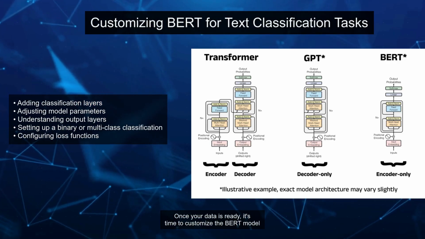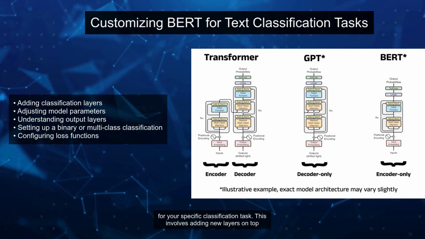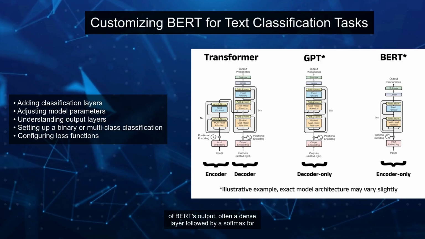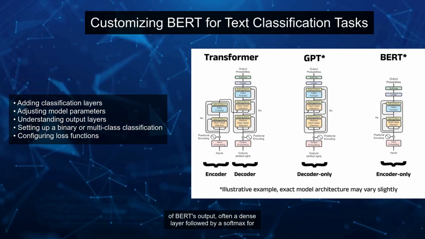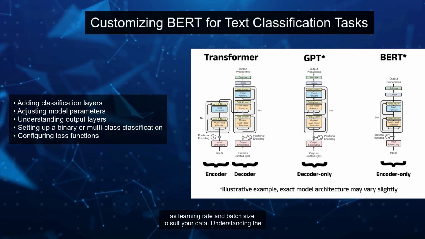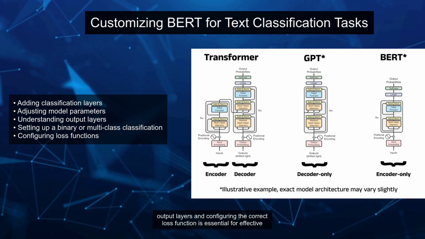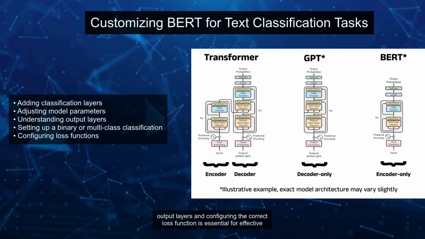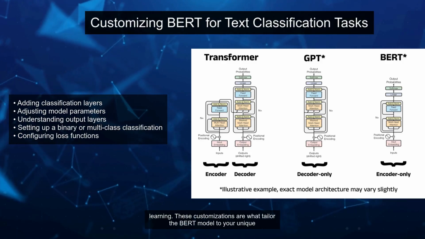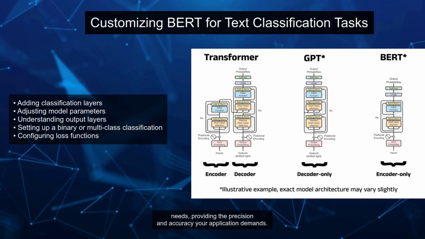Once your data is ready, it's time to customize the BERT model for your specific classification task. This involves adding new layers on top of BERT's output, often a dense layer followed by a softmax for multi-class tasks or a sigmoid for binary classification. Adjust model parameters such as learning rate and batch size to suit your data. Understanding the output layers and configuring the correct loss function is essential for effective learning. These customizations are what tailor the BERT model to your unique needs, providing the precision and accuracy your application demands.